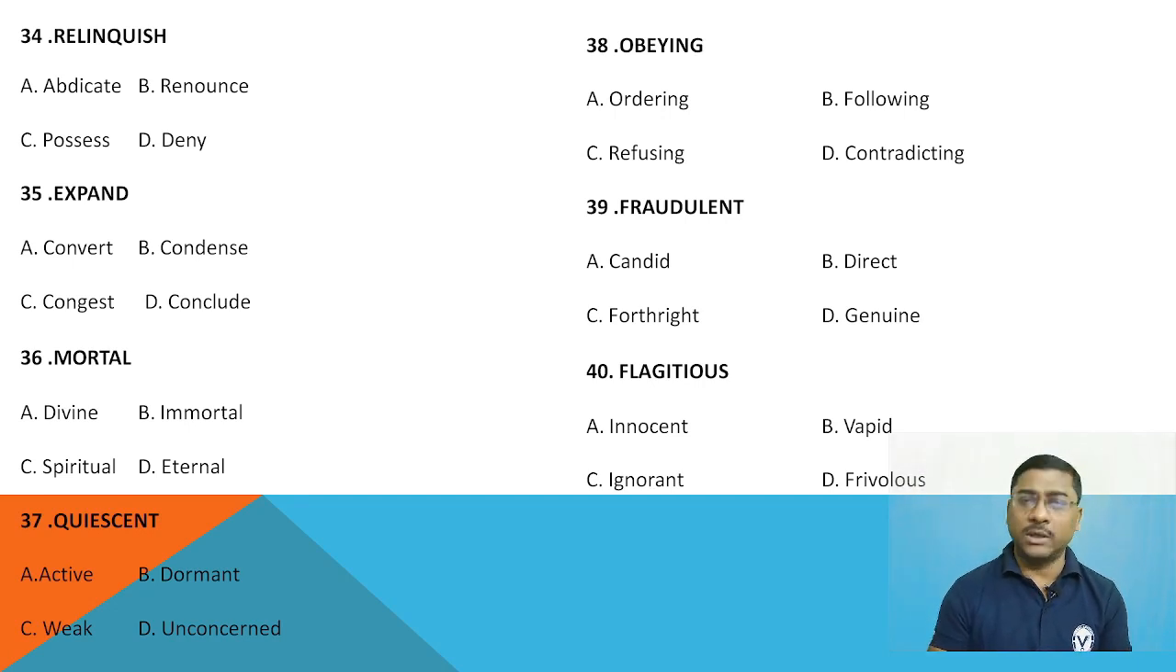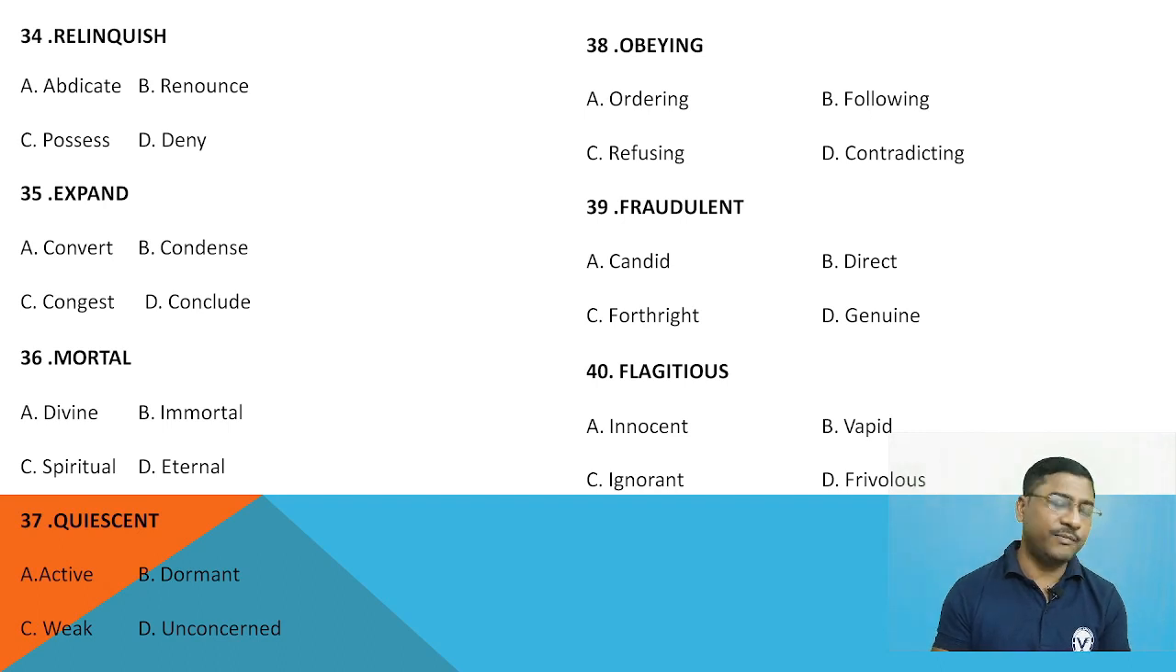Then mortal. Mortal means which will pass away. जो चला जाएगा, आया है और जाएगा. That is mortal. Immortal, the opposite, is which is going to stay for a very long time. Then eternal, divine.